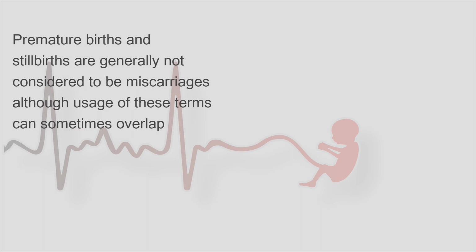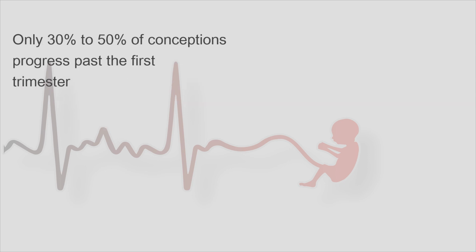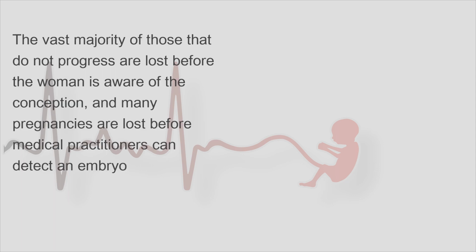Premature births and stillbirths are generally not considered to be miscarriages, although usage of these terms can sometimes overlap. Only 30% to 50% of conceptions progress past the first trimester. The vast majority of those that do not progress are lost before the woman is aware of the conception, and many pregnancies are lost before medical practitioners can detect an embryo.